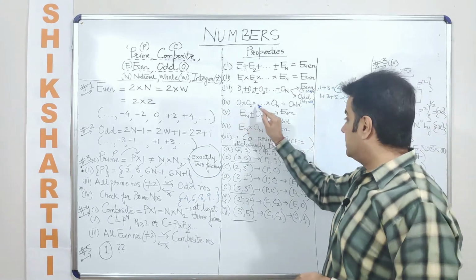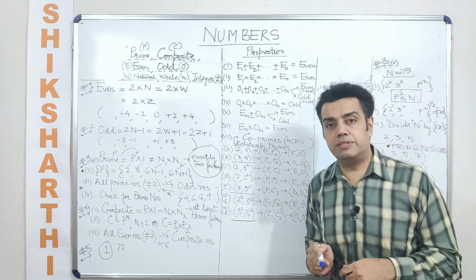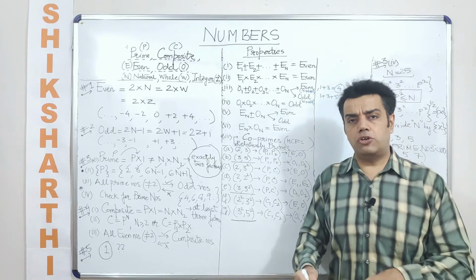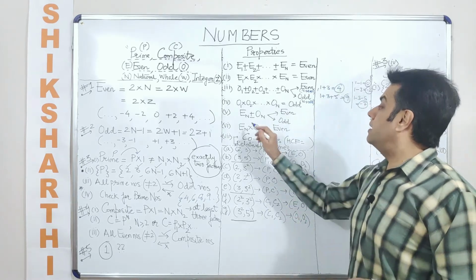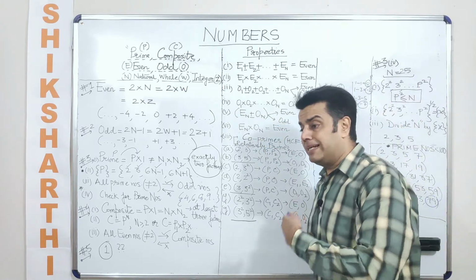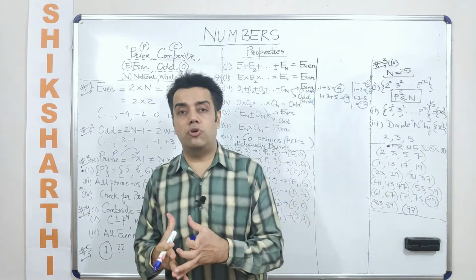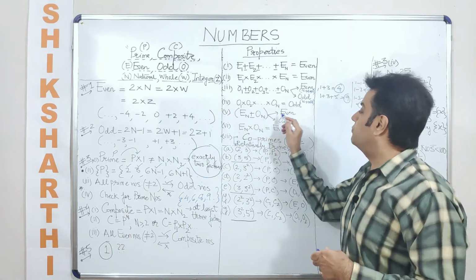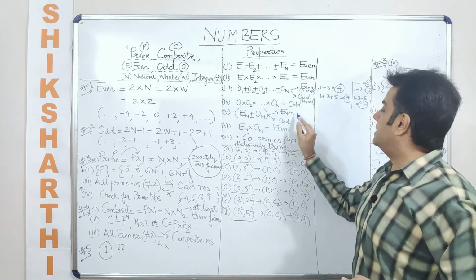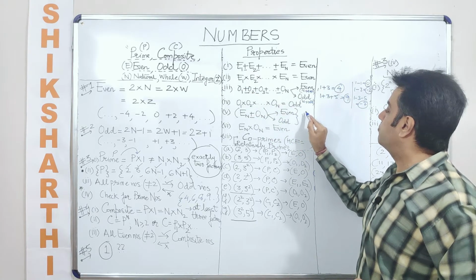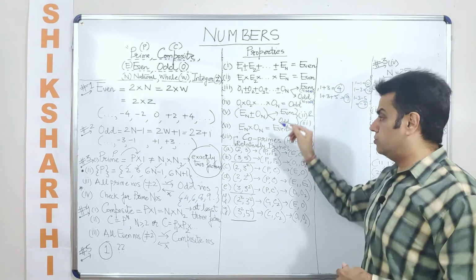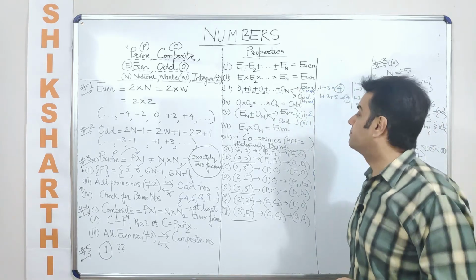Next point here is, if I take the product of all odd numbers, then the result will be an odd integer or an odd number. Next, if I take even numbers and odd numbers and I add them or I subtract them, what would be the result? The result would be either even or odd. This is nothing but the combination of point number 2 and point number 3, which I have already discussed. So you can take it to a next level.